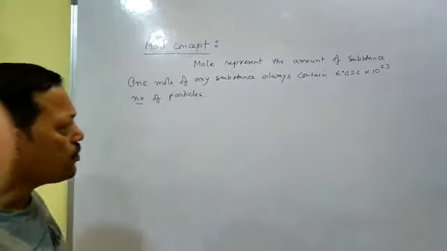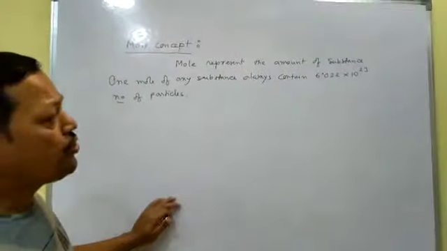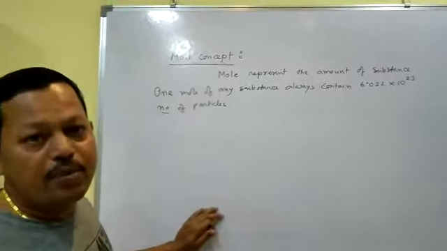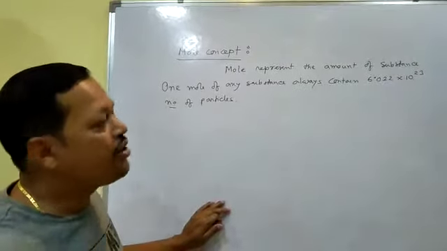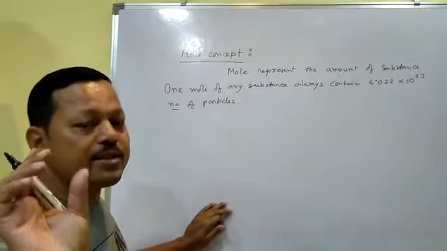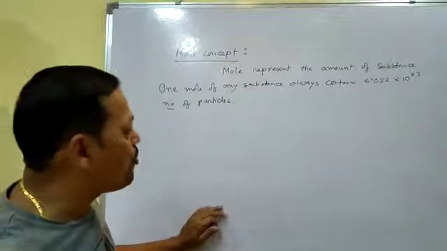Now, 6.022 into 10 to the power 23, this is a number which is called Avogadro's number. Already you have got this. One mole of any substance always contains Avogadro's number of particles.